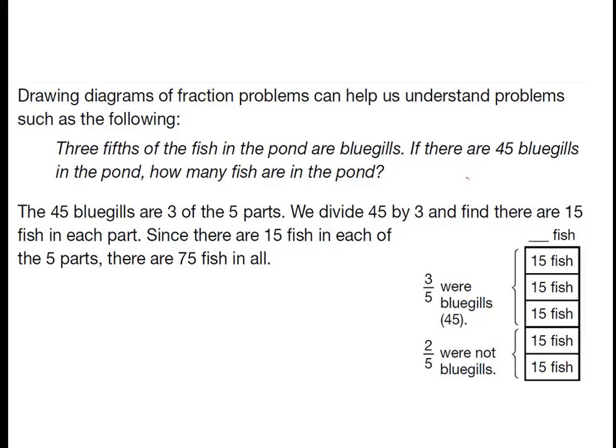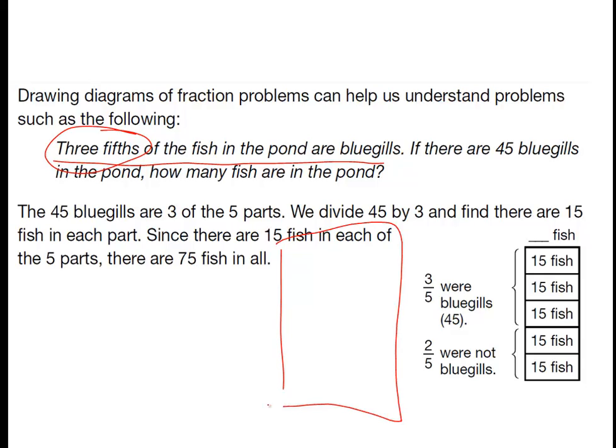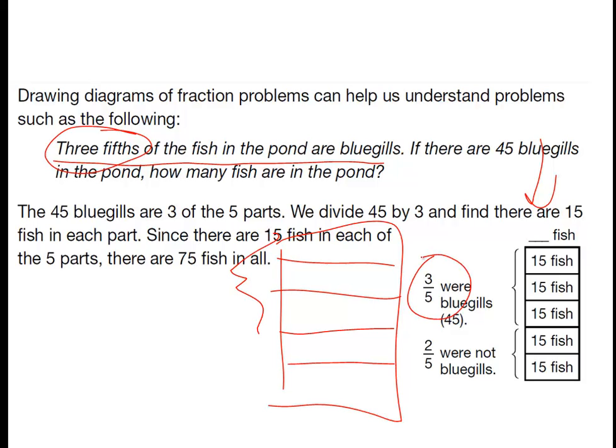In this example here, it tells us that 3/5 of the fish in the pond are bluegills. Because we see 3/5, we're going to go ahead and draw our 5 boxes: 1, 2, 3, 4, 5, just like they've got right here. And then we draw over here that it's 3/5. We've done this before, right?